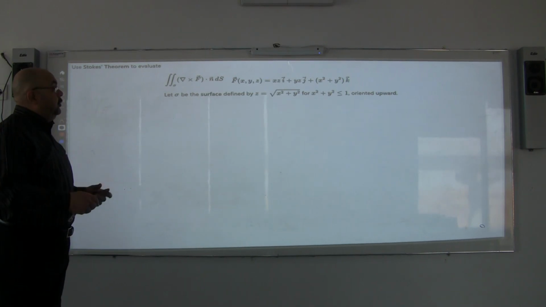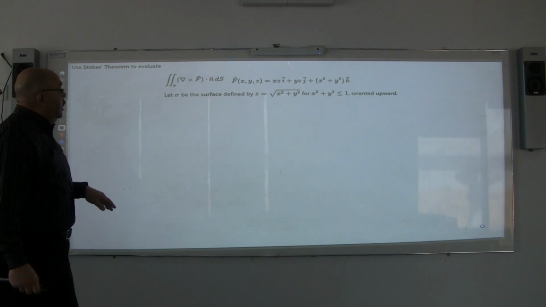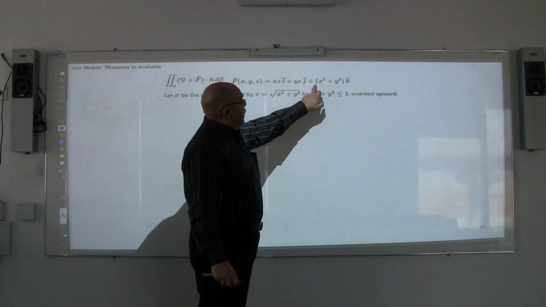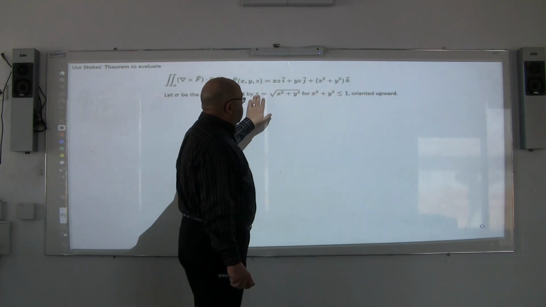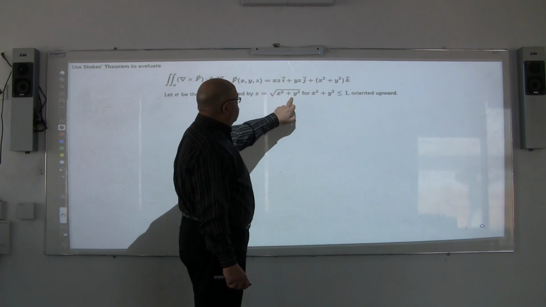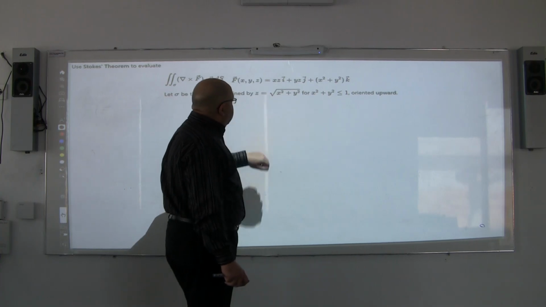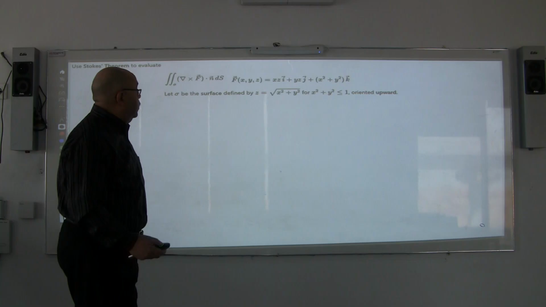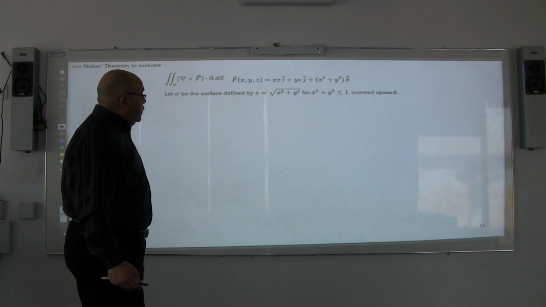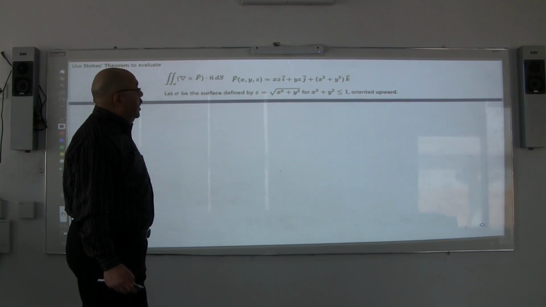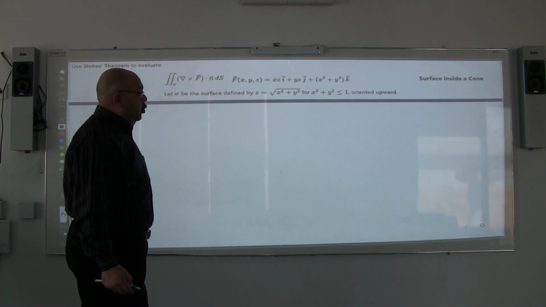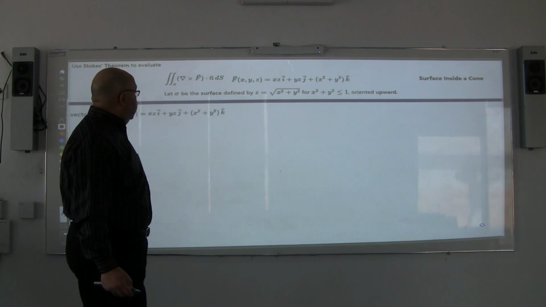Now, also I need to use Stokes theorem for the f of x, y, and z, which is xz, yz, x squared plus y squared, and the z is root of x squared plus y squared, which is actually a cone. So z squared minus x squared plus y squared equal to 0, and x squared plus y squared less than or equal to 1, oriented upward. So it's a surface inside a cone.